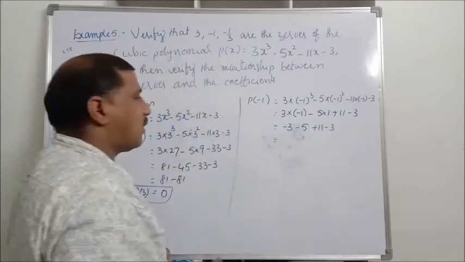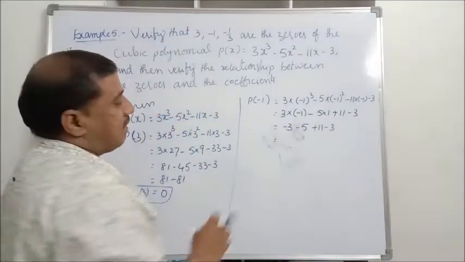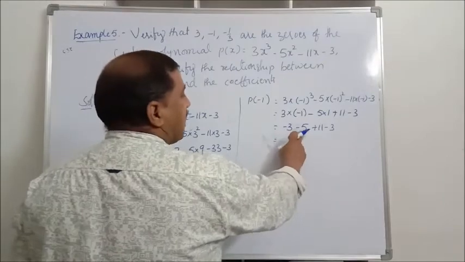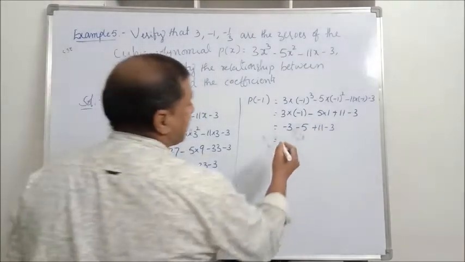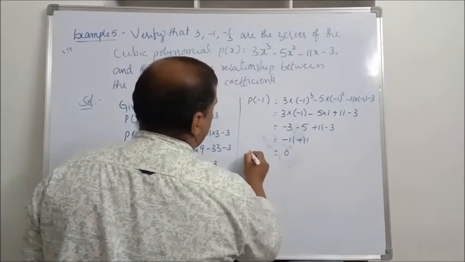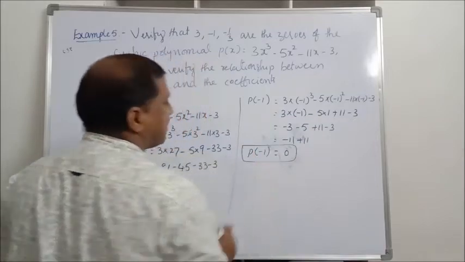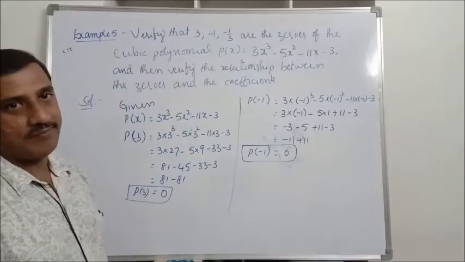Again add all the negative numbers: minus 3, minus 5 and minus 3. Minus 3 minus 5 is minus 8, minus 8 minus 3 is minus 11. So minus 11 plus 11 is equal to 0, we got. Therefore we can say that minus 1 is also one of the zeros of the given polynomial.